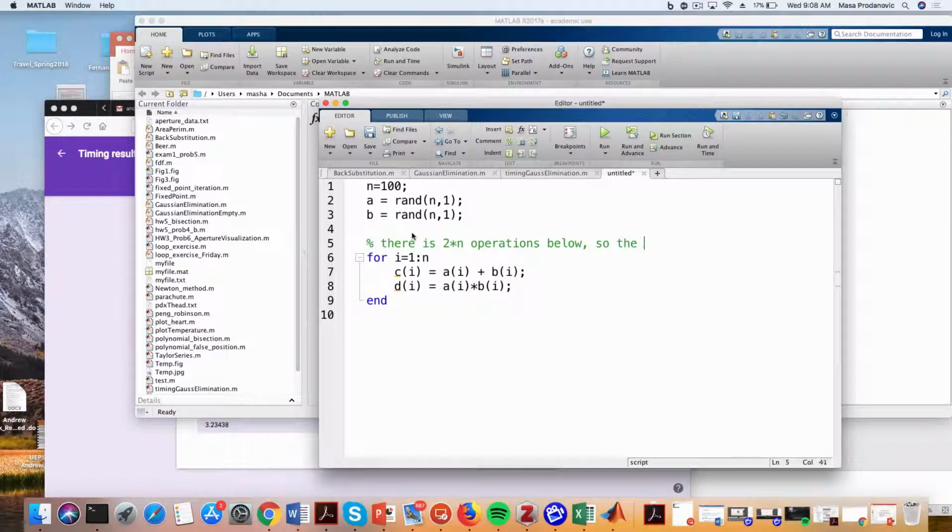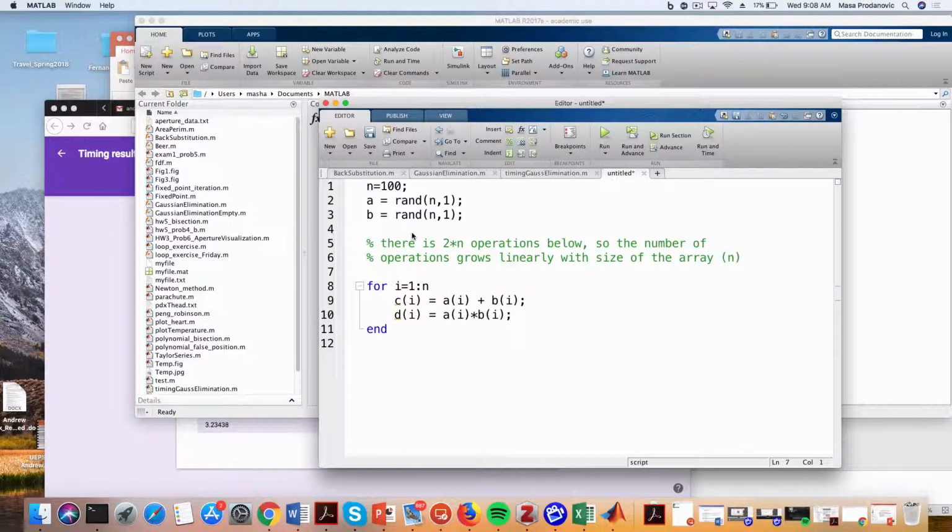So the number of operations grows linearly with the size of the array. This is what we call O of n. It doesn't matter if it's 2n, 3n, 4n plus 5. It's all on the order of n.